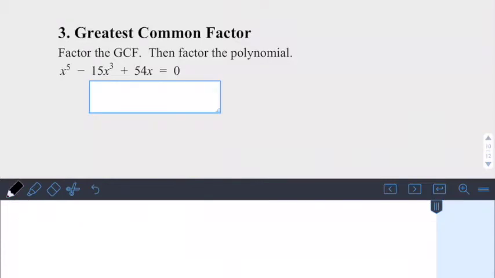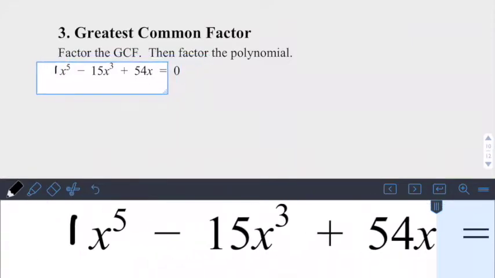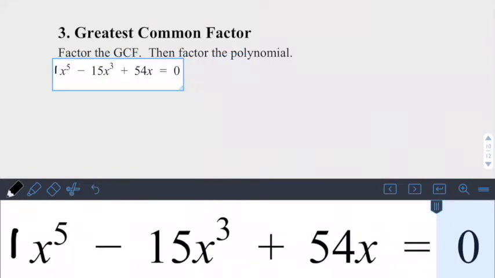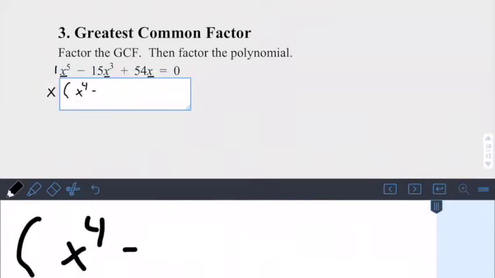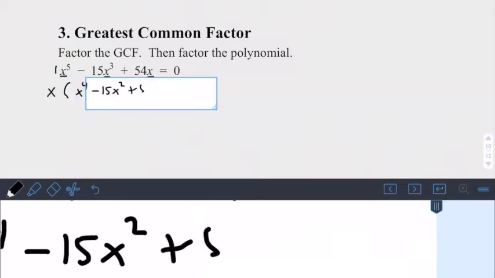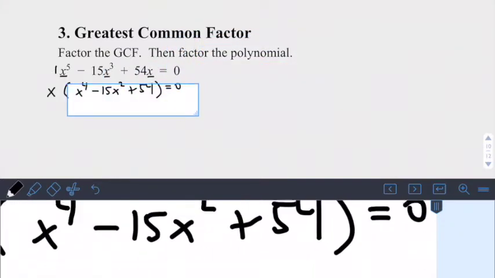So we want to factor out the GCF first. This has a leading coefficient of 1, so there's no number we could divide out of all of these, but there is an x in all three, so I can divide out an x. Then I'll be left with x to the fourth minus 15x squared plus 54. Now I want to factor the remaining polynomial.